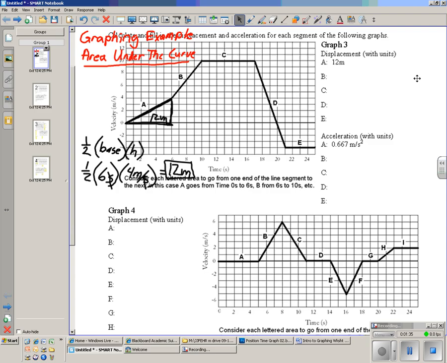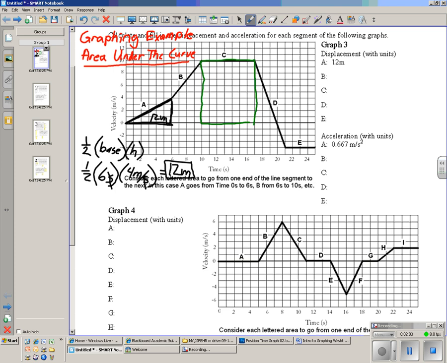I can do another section. So for example, section C. C is nice because it just ends up as being a nice little rectangle. So for this, I would just say a rectangle's area is base times height. So it goes from 10 until 17.